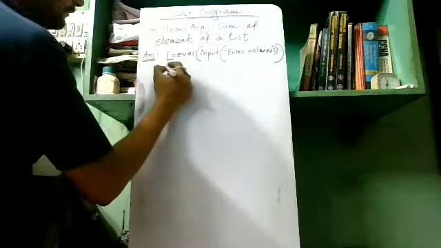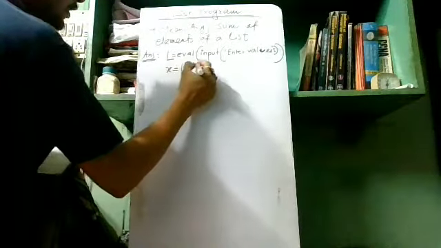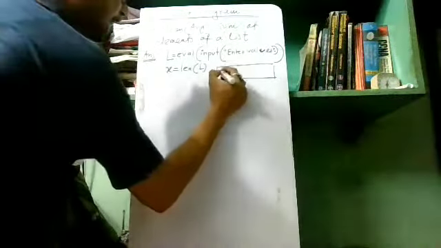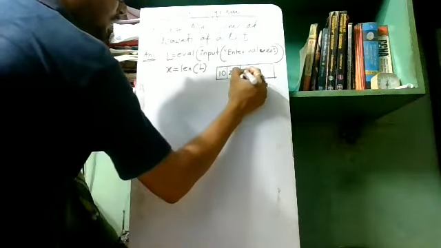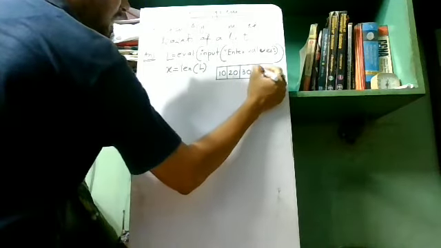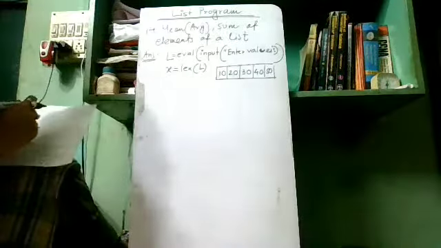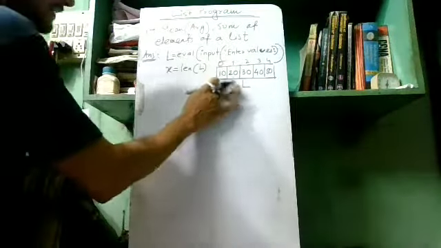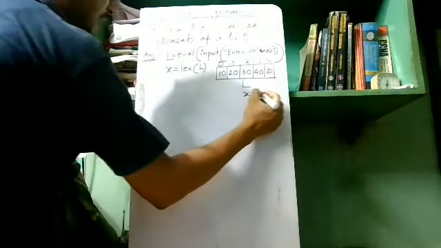After that, in X we are taking the length of list. Suppose user has given 5 values in the list, that is 10, 20, 30, 40, 50. Suppose this is the list and I am giving the index value also. So this user has given. We have taken the length within X, that means X will be how much? 5.